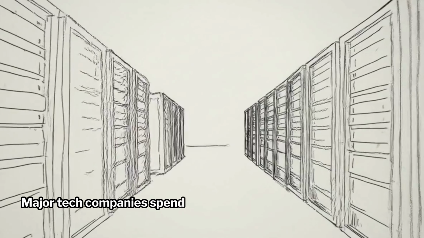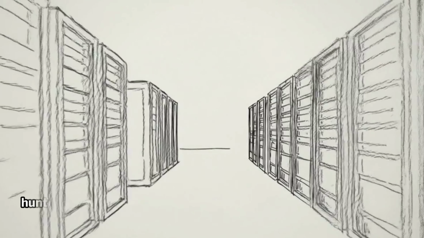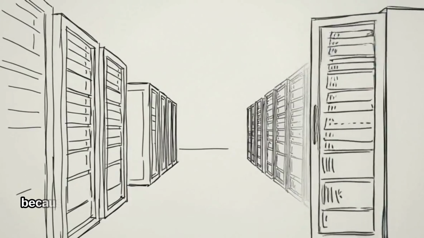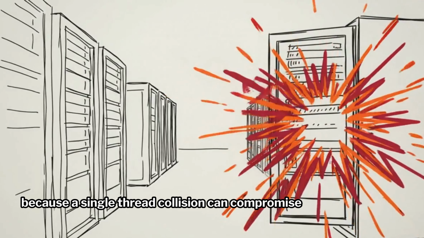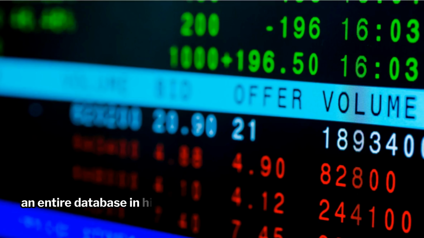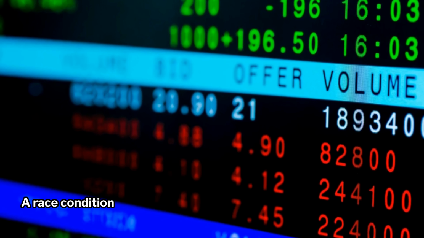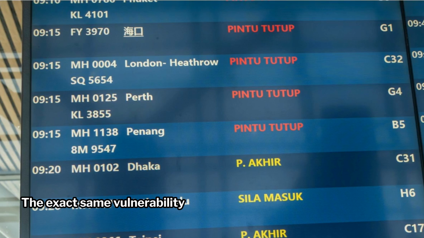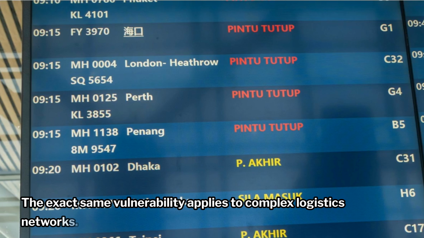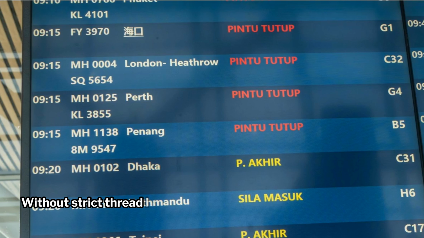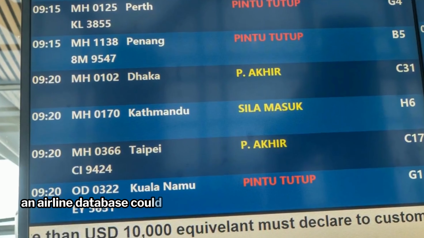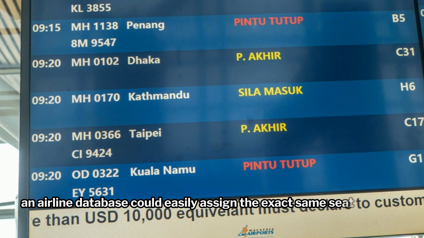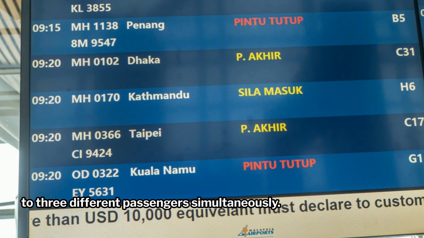Major tech companies spend millions of dollars rigorously hunting down these microscopic overlaps because a single thread collision can compromise an entire database. In high-stakes financial environments, like a stock exchange executing thousands of overlapping trades per second, a race condition means creating or destroying money out of thin air. The exact same vulnerability applies to complex logistics networks. Without strict thread isolation, an airline database could easily assign the exact same seat to 3 different passengers simultaneously.